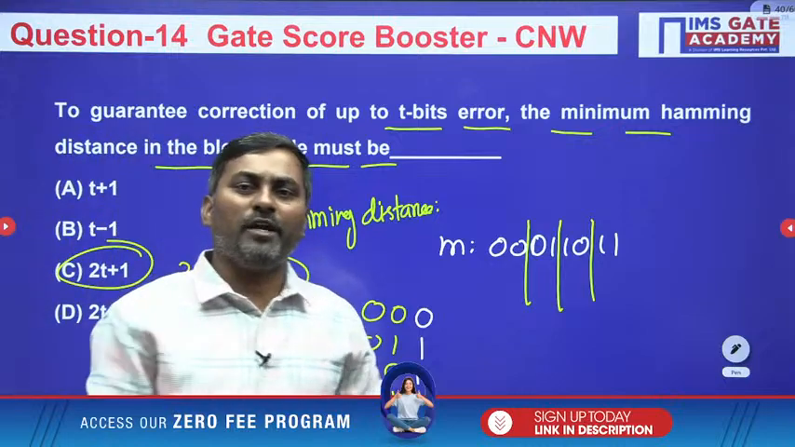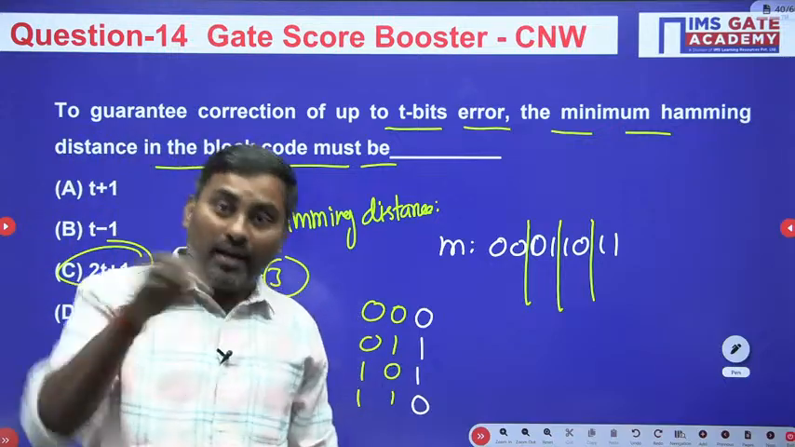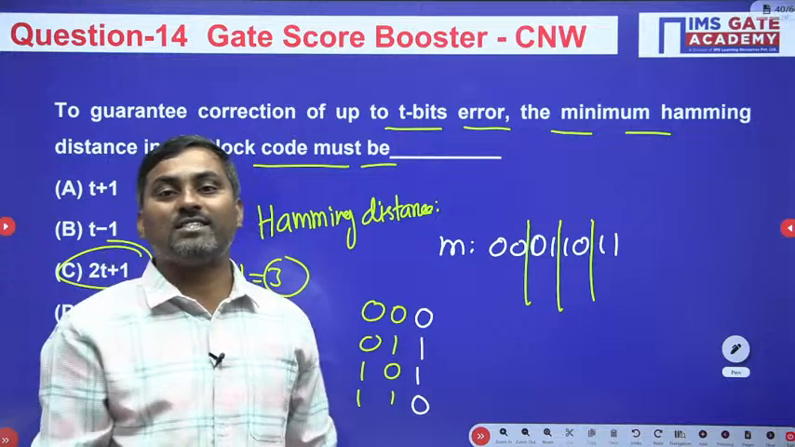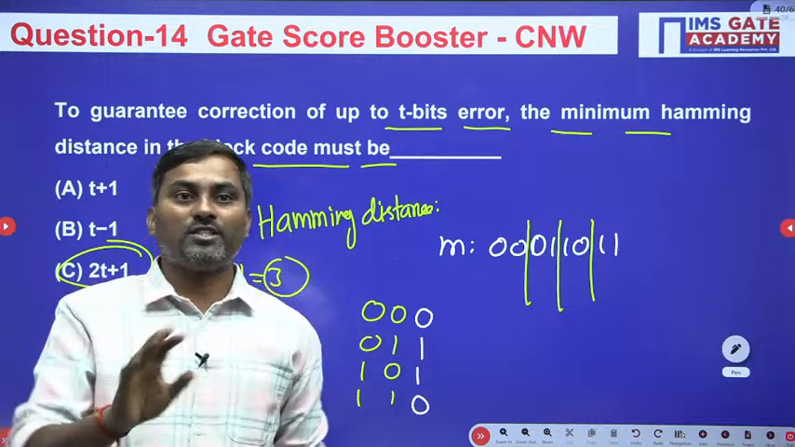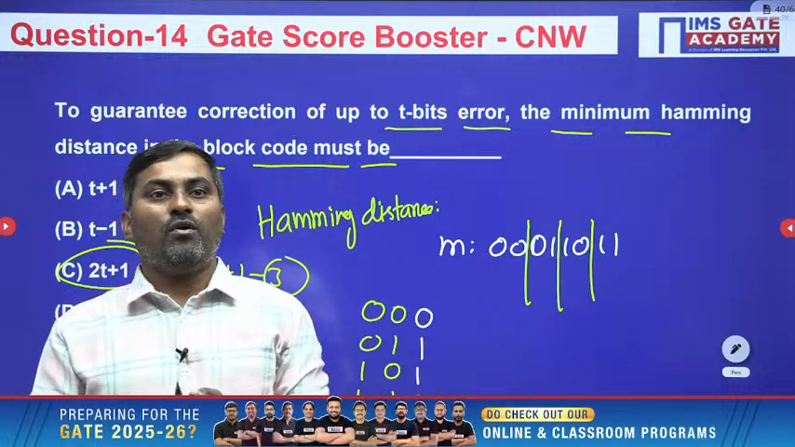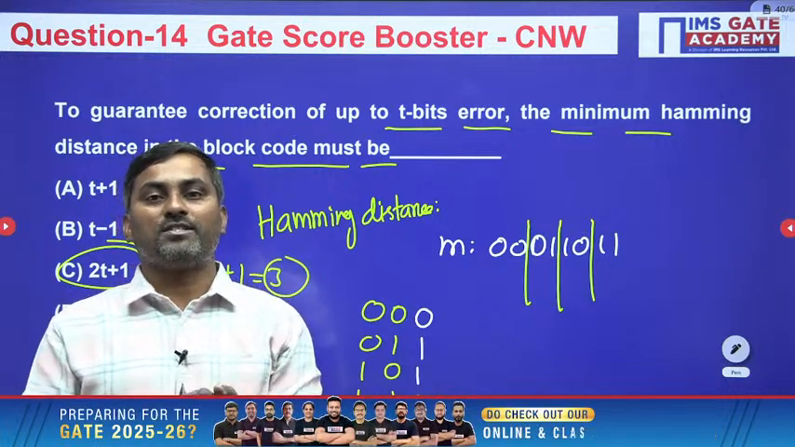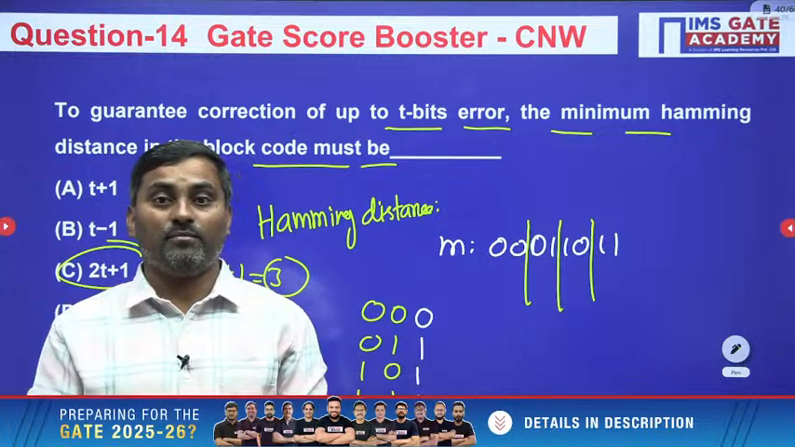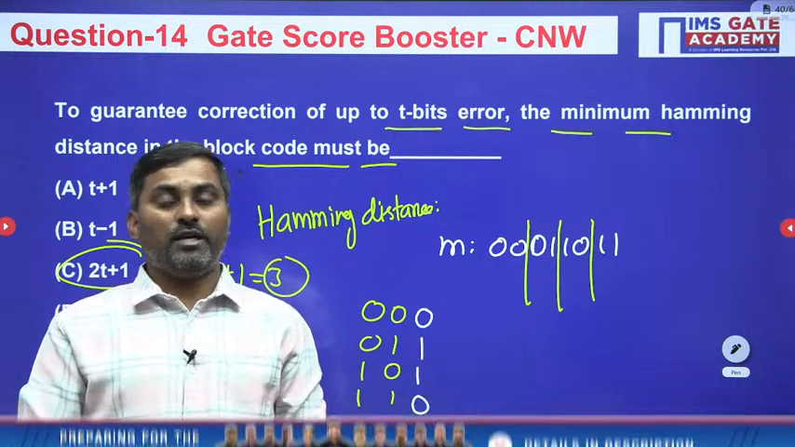Now can you tell me, to detect the error, what is the Hamming distance required? Not correction, detection I am asking. To detect the error, what is the minimum Hamming distance required? Detecting the error. Try to respond, everyone.